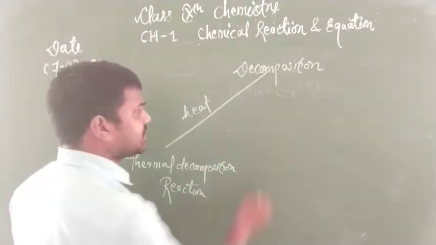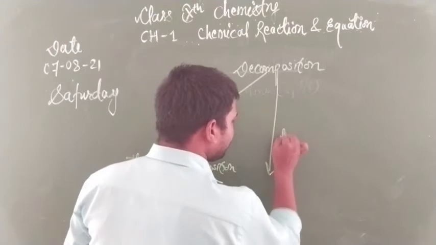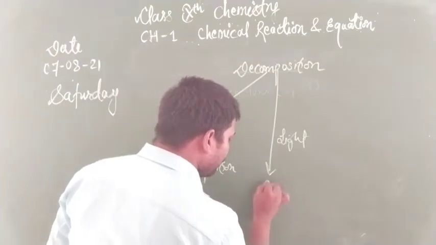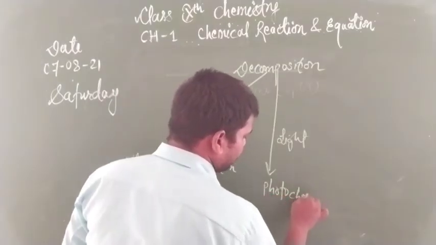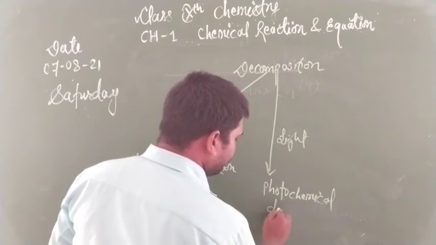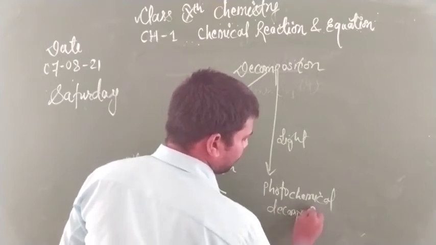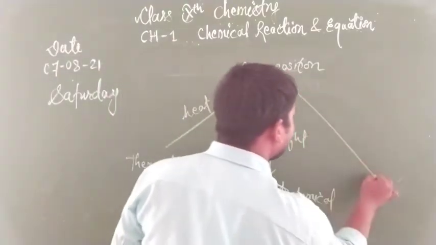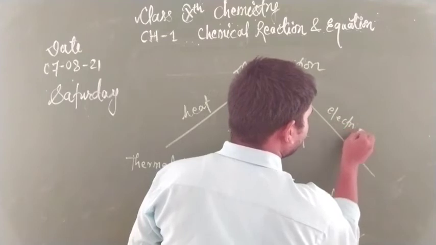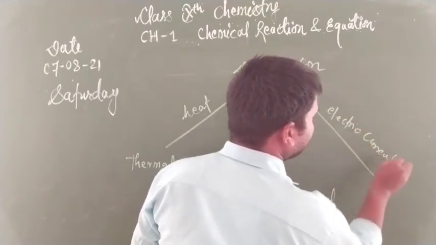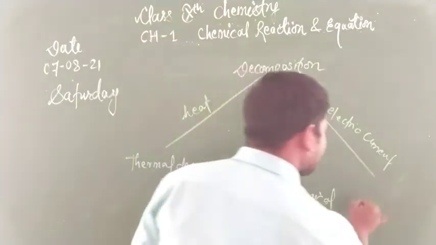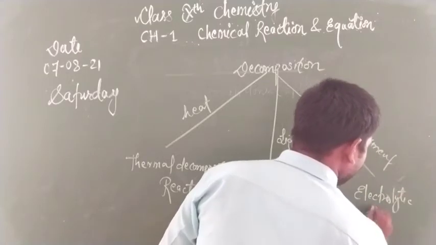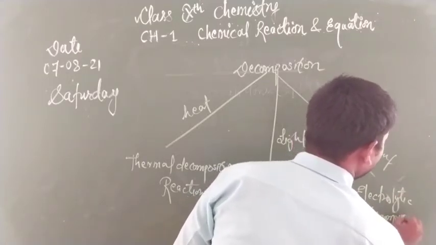When the compound breaks with the help of light, then this reaction will be known as photochemical decomposition reaction. And children, when the compound breaks with the help of electric current, then this reaction will be known as electrolytic decomposition.